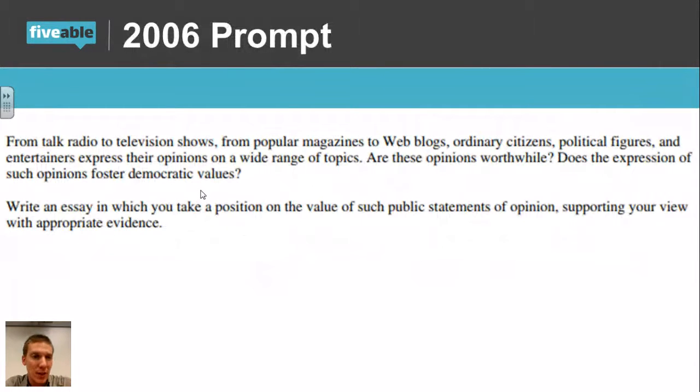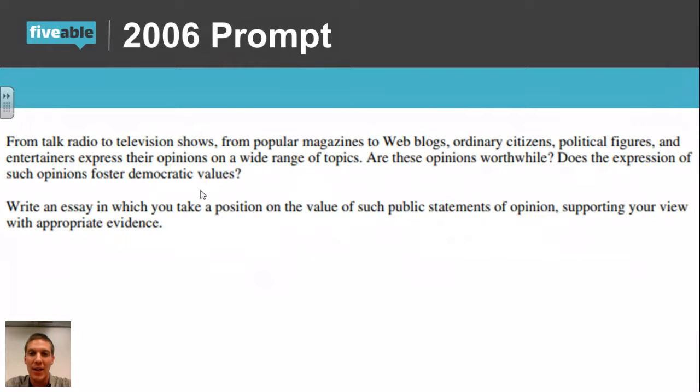Just read the first sentence with me again. This is the background. From talk radio to television shows, from popular magazines to weblogs, ordinary citizens, political figures, and entertainers express their opinions on a wide range of topics. So we have to be thinking about all 3 groups. Basically everyone, right? If ordinary citizens is one of our 3 categories, we're basically talking about everyone who has the platform through weblogs or higher forms of media.